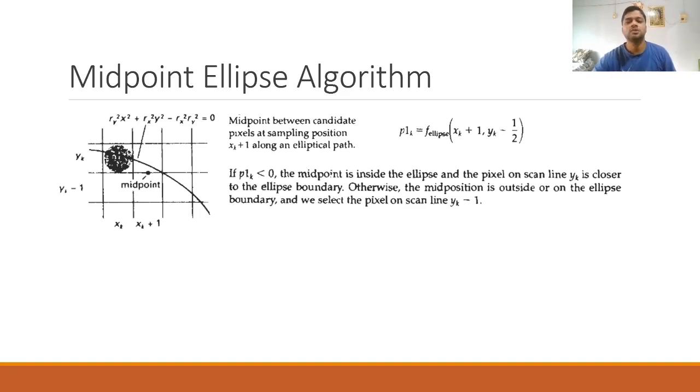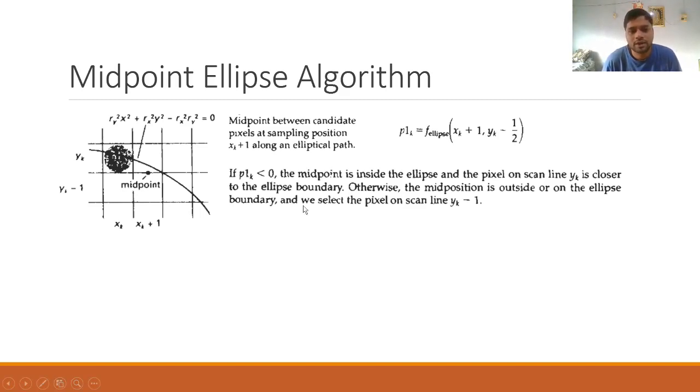And if this position is outside the ellipse, or on the ellipse, then we select the scan line that is yk minus 1. This P1K basically talks about the function of this midpoint region. Based on the value of this P1K, if that value is less than 0, then this midpoint lies inside the elliptical boundary, inside the ellipse geometry. If it is greater than or equal to 0, then it lies on the ellipse boundary or outside the ellipse boundary.